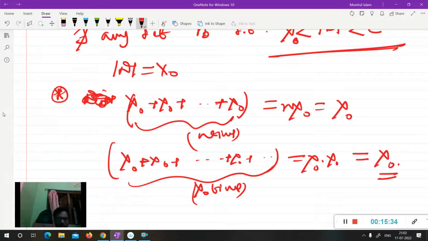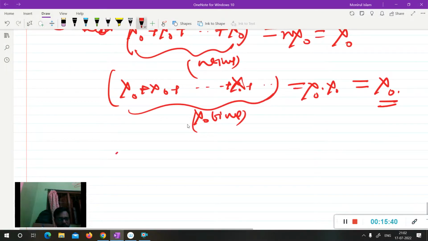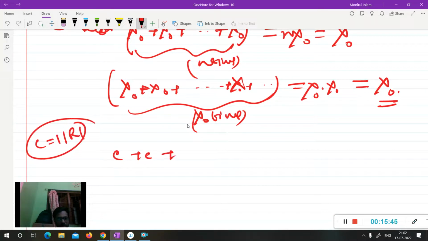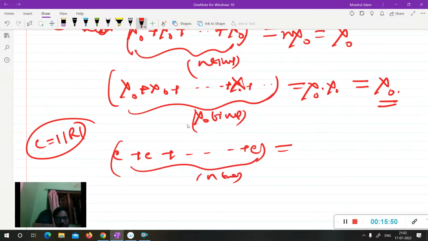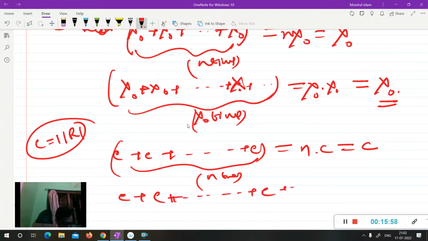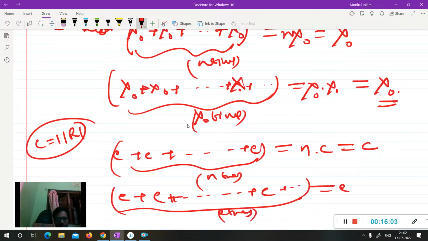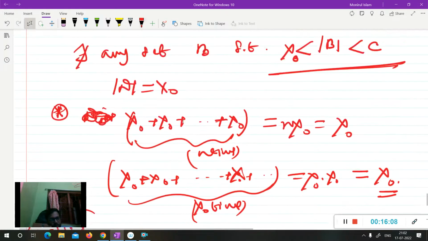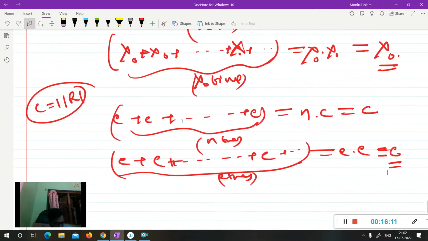But if you take c, the cardinality of R or of an uncountable set, and add c plus c a finite number of times, n times, it is n times c, which is again c, meaning uncountable. If you add c plus c infinitely many times, c times, this gives c times c, which is again c. This is again uncountable. Hope you understand my point.